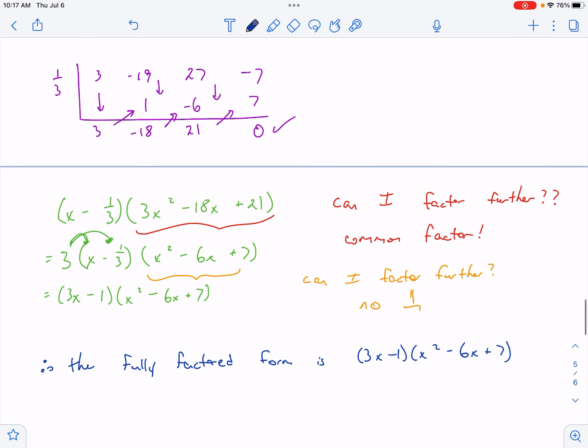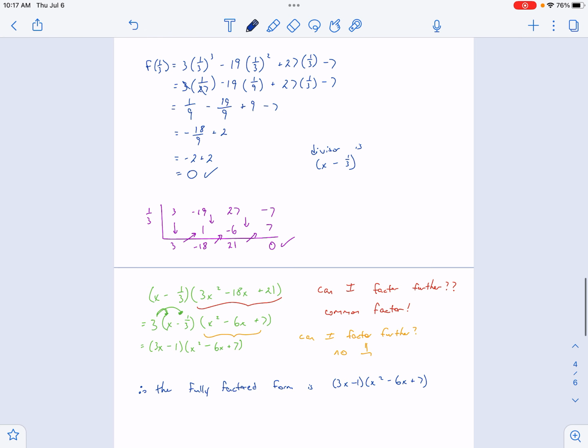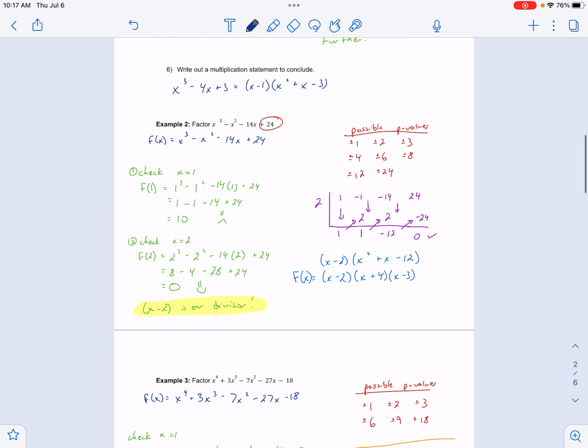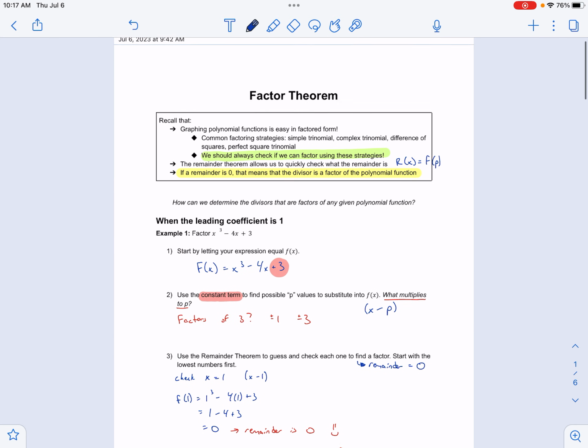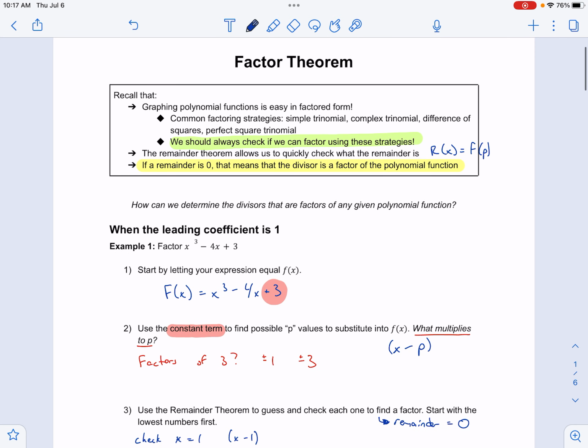Okay? And that's your factor theorem. Okay? Do some practice now where the coefficient is 1, arguably easier, and do some practice where the coefficient is not 1, just so you get the hang of listing out all those different options and checking them through.